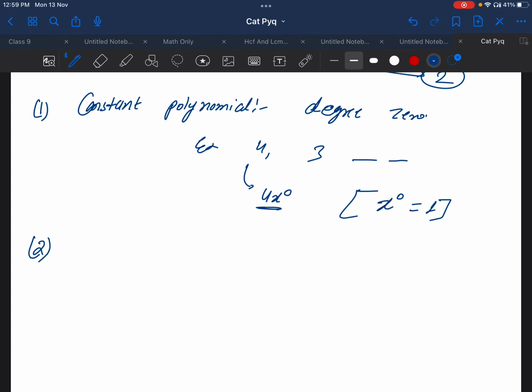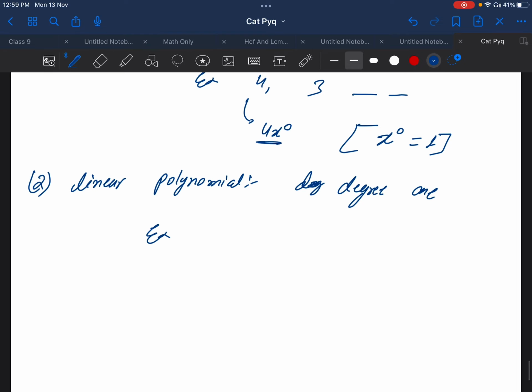Second is the linear polynomial. What is a linear polynomial? When the degree is 1. Let's take the example 2x plus 3y plus 1. We can clearly see that the highest power of any variable is 1. So it's called a linear polynomial.